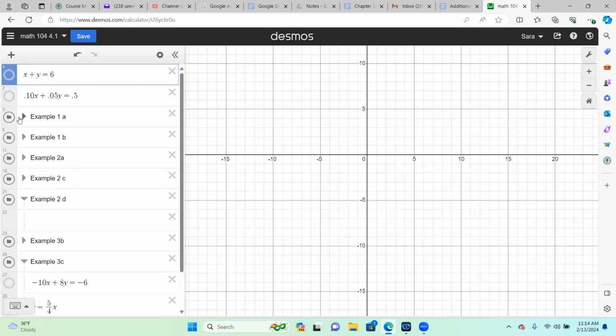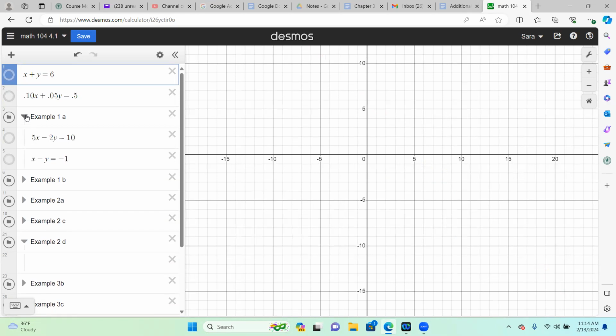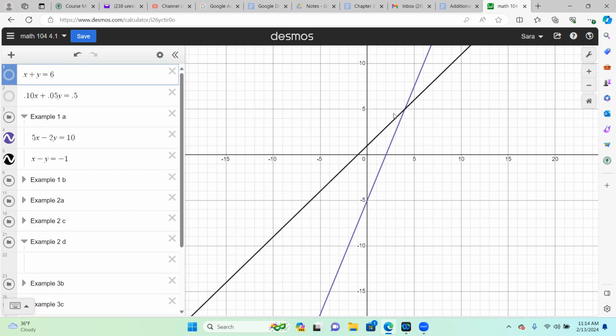So if you look on your paper for example 1A, it says graph the following in Desmos and see where they intersect. You can see here on my screen, I have the first equation, 5x minus 2y equals 10. I'm going to hit the graph to turn on the graph there. And then x minus y equals negative 1. I'm going to touch that graph. You can see that they intersect at one point. If you touch either graph, I'm going to touch the purple one, it will show me the intersection if I hover over the intersection point.